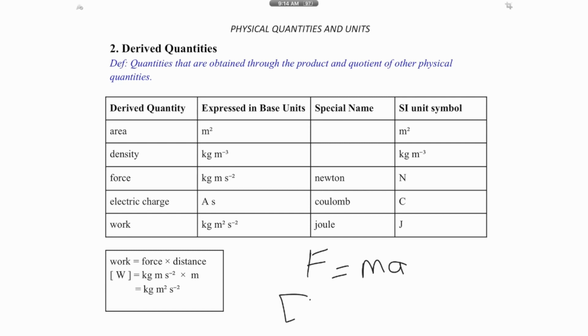So you square bracket it. Square bracket means the units of. If you don't square bracket, then you cannot change your M and A into units. So you square bracket it. So what's the base unit for mass? kg. What's the base unit for acceleration? Meter per second squared. So you multiply, so the base SI unit for force is kg m s^-2.